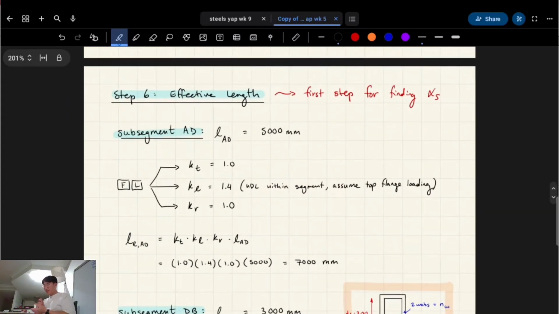So next, effective length. We have to do effective length for each subsegment now. Before, we did alpha M for each segment, which is just A to B. Now effective length has to be for each subsegment. Am I going too quick, or does that make sense?